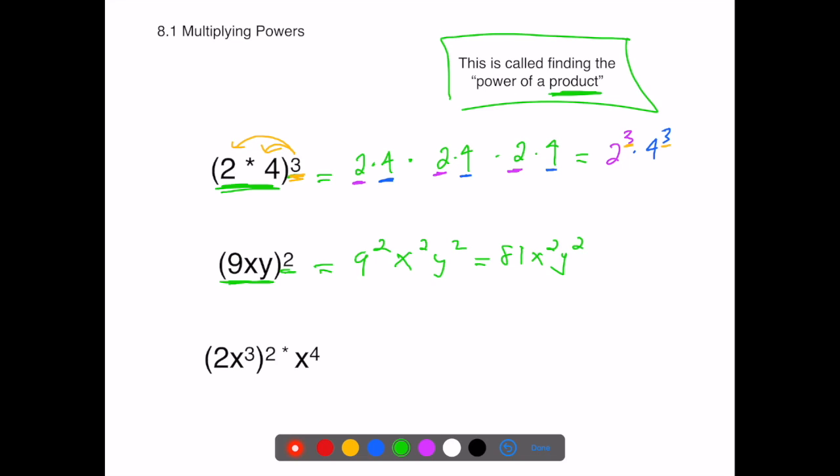And if you were a little stuck on that, just think about it again, right? I'm just taking 9xy and multiplying it 2 times by itself.